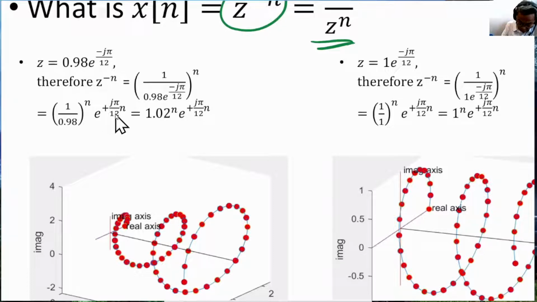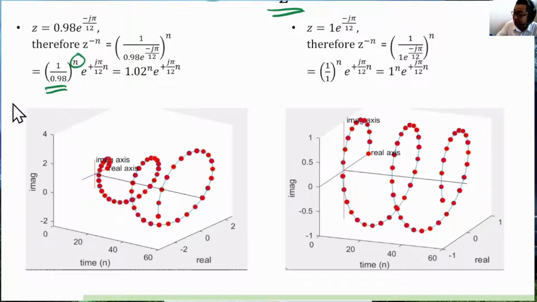So two things happen here. The original magnitude of z is less than 1, but now 1 over something less than 1 becomes bigger. So you can see that the complex exponential now is growing as n increases, even though z is less than 1. It grows because it's 1 over z. The other thing that you have to remember is that a negative omega is actually rotating clockwise, but because now it's 1 over z, it will change the direction. So it's now rotating anti-clockwise.